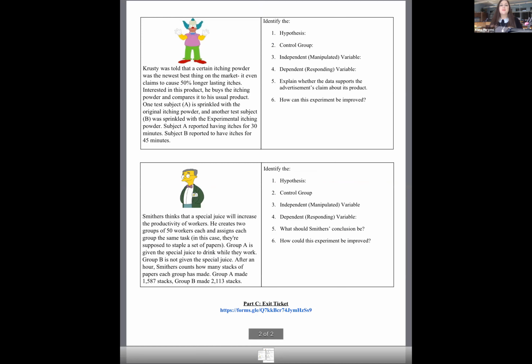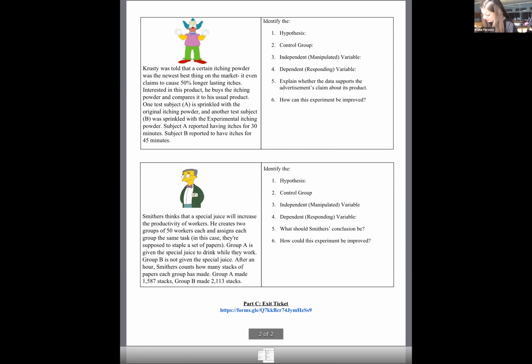Okay. So Krusty was told that a certain itching powder was the newest, best thing on the market. It even claims to cause 50% longer lasting itches. Interested in this product, because Krusty the Clown is a clown, of course, so he wants to prank people, he buys the itching powder and compares it to his usual product. One test subject A is sprinkled with the original itching powder, and another test subject B was sprinkled with the experimental itching powder. Subject A reported having itches for 30 minutes, and subject B reported to have itches for 45 minutes. So what is his hypothesis?